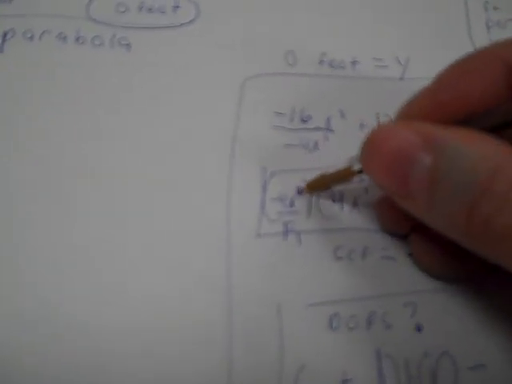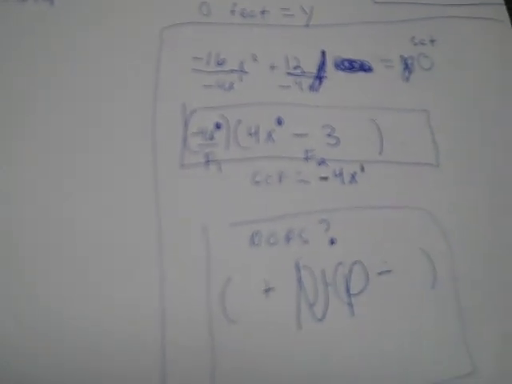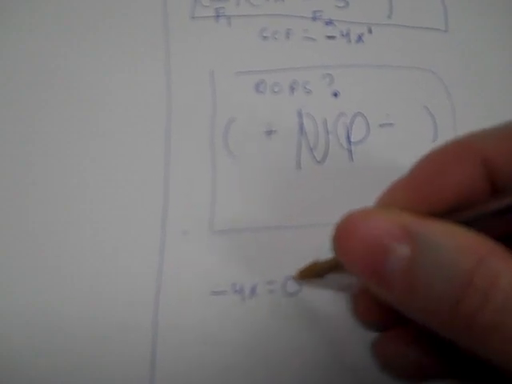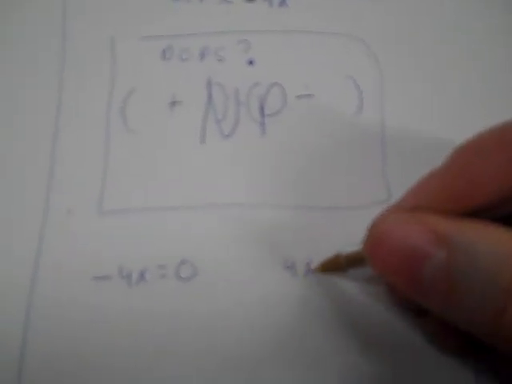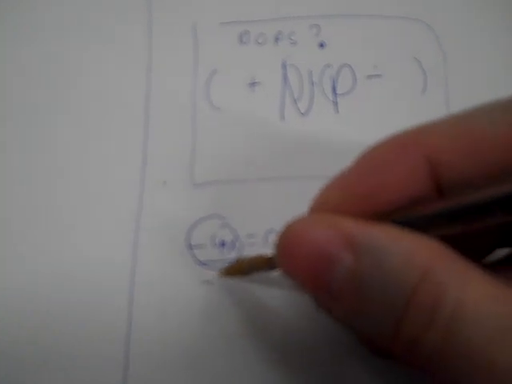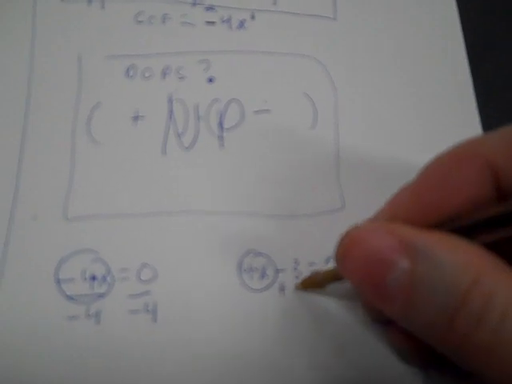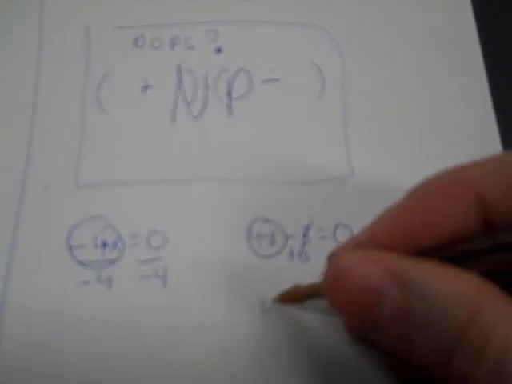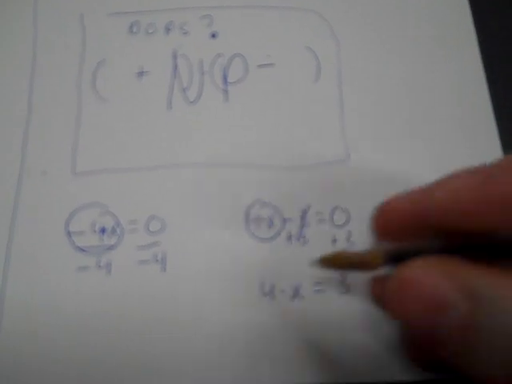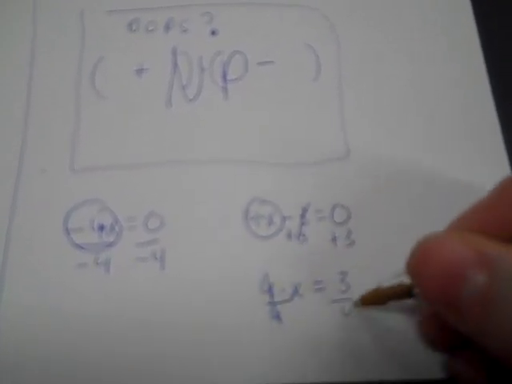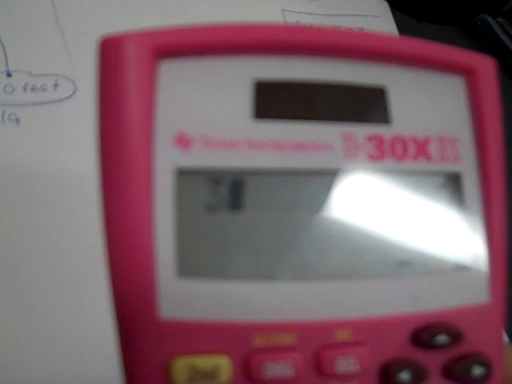Now take the first powers out and you set each factor equal to 0, okay, because it's equal to 0. So negative 4x could equal 0, or 4 times x minus 3 could equal 0. So I dot and circle, dot and circle. So I divide by negative 4, and that's 0. And then I add 3. So 4 times x equals 3, divide by 4. And I take positive 3 divided by 4, and that's 0.75.